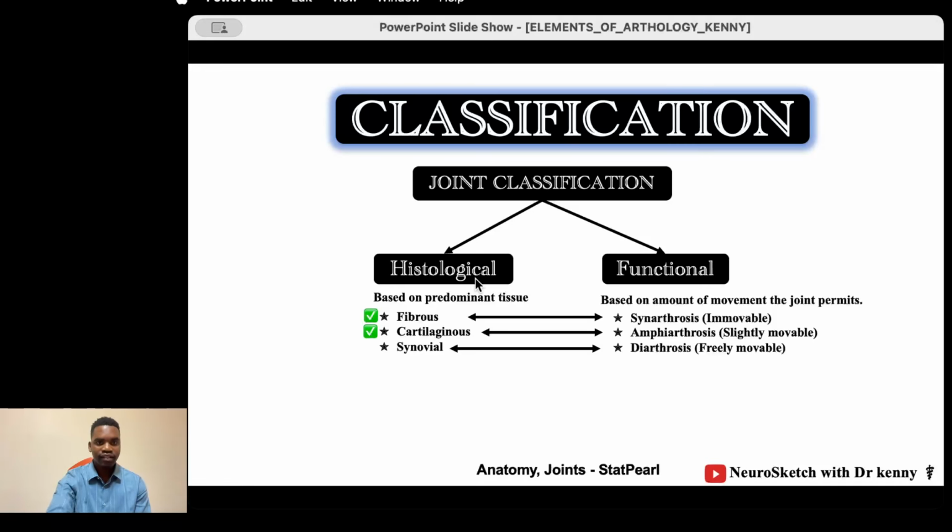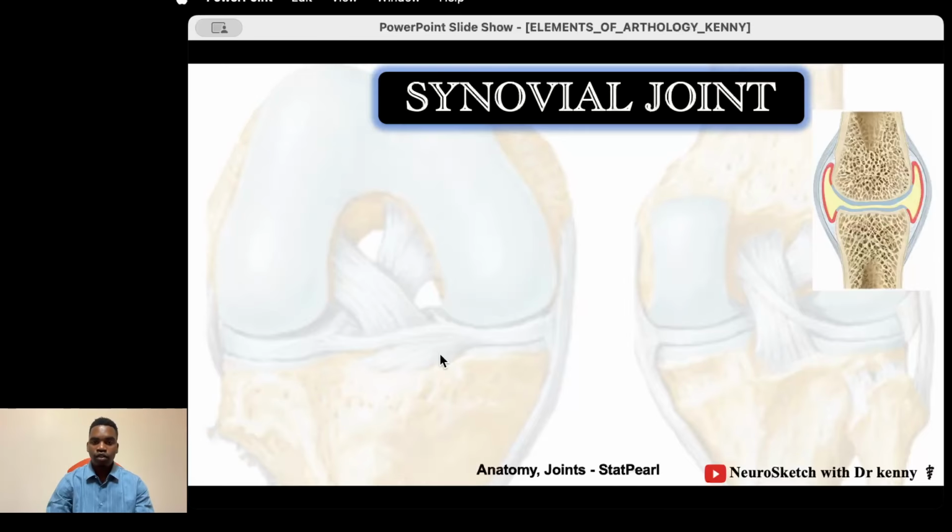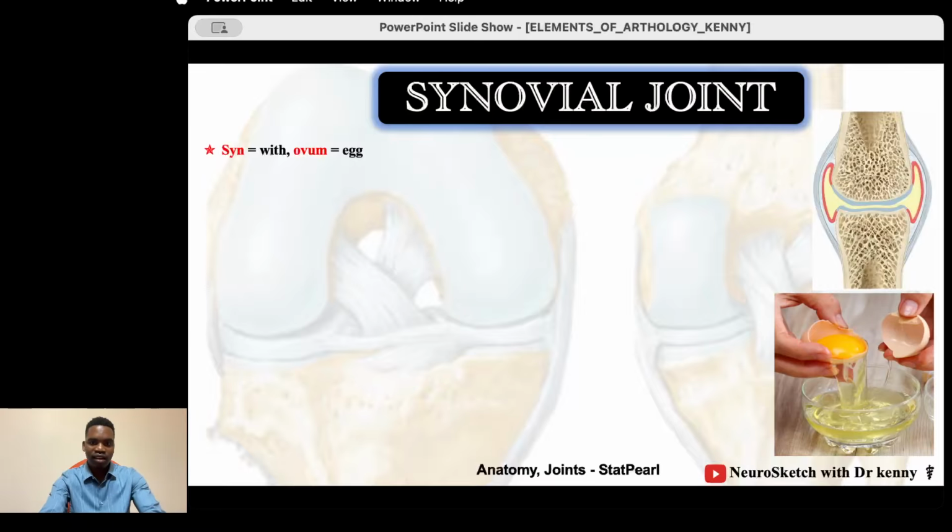So guys, let's finish up the last discussion on joints. We have discussed already the fibrous and cartilaginous joints, and now it's time for the synovial joint. A synovial joint is known as synovial because the name comes from two words: syn, which means with, and ovum, which means egg.